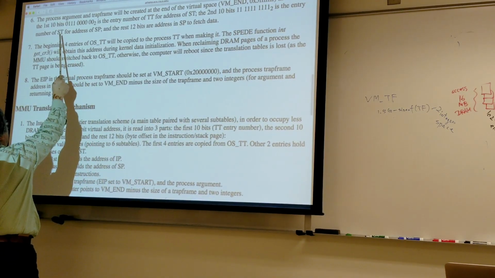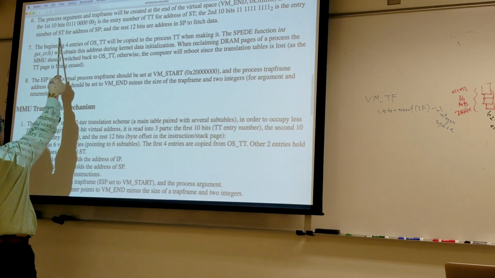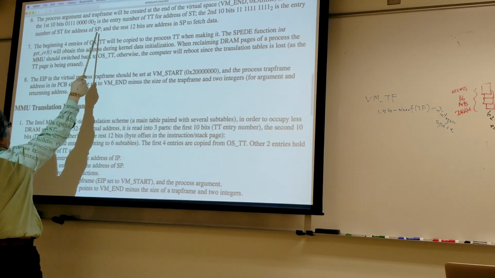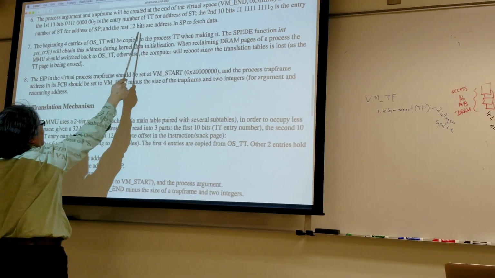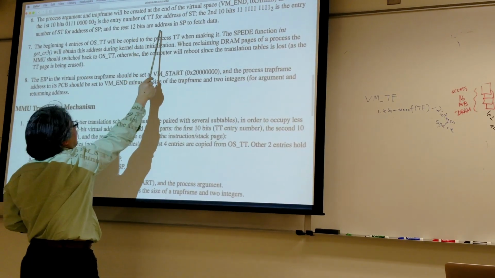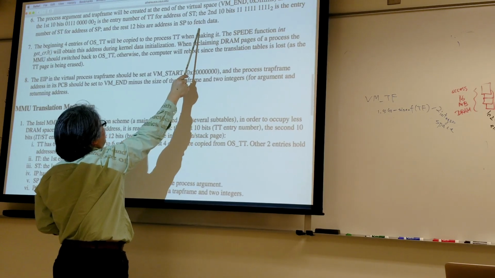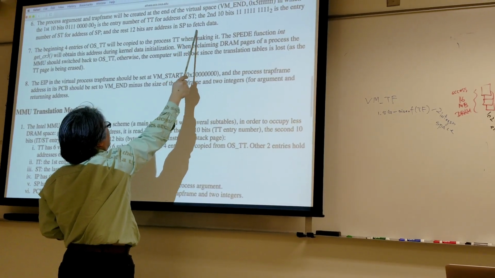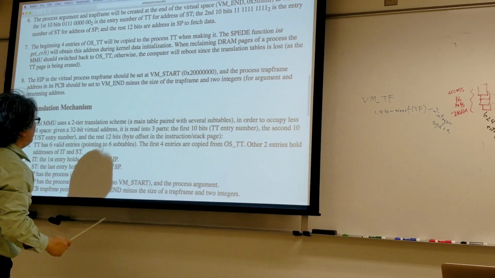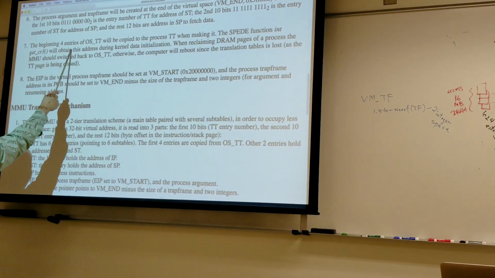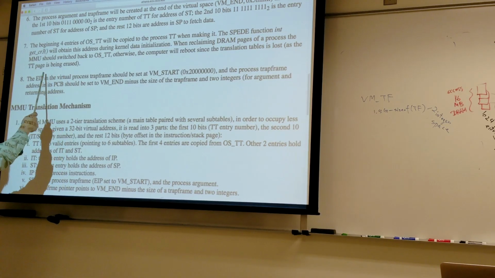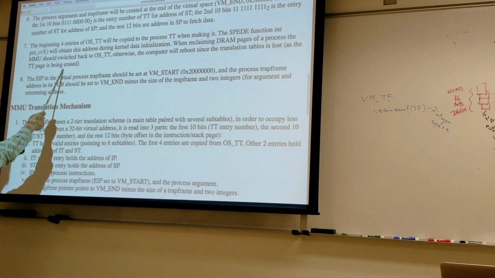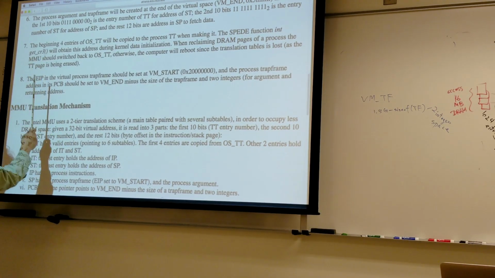So entry 1023 in the subtable, the stack table, will hold the address of the stack page. And then the remaining 12 bits are the offset to fetch data in the stack page. The beginning 4 entries of the OSTT will be copied to build the new TT. So for the initialization, we can get that.